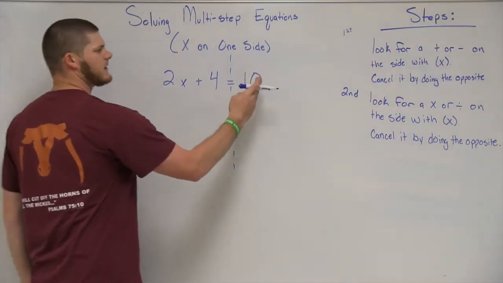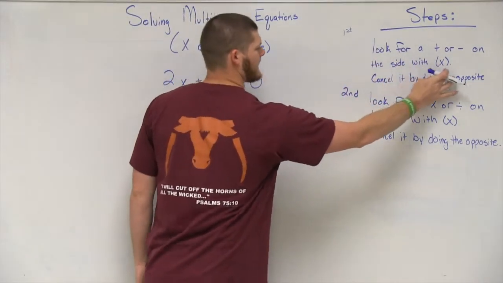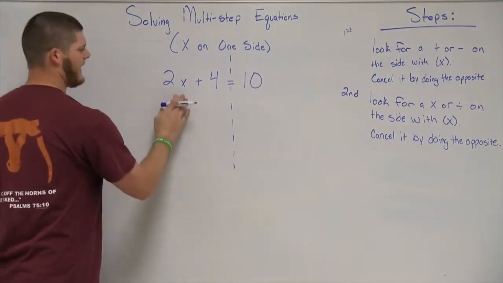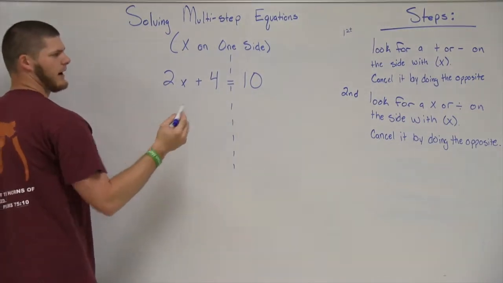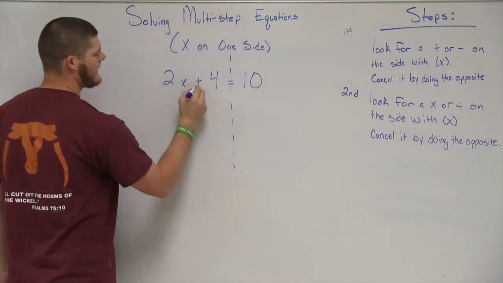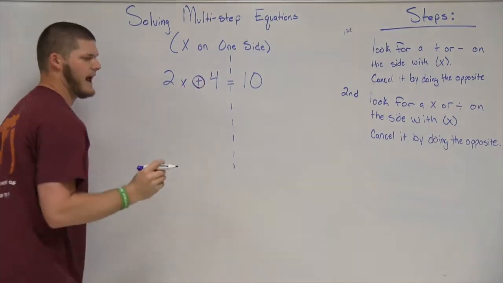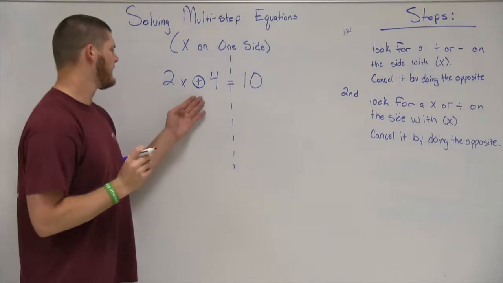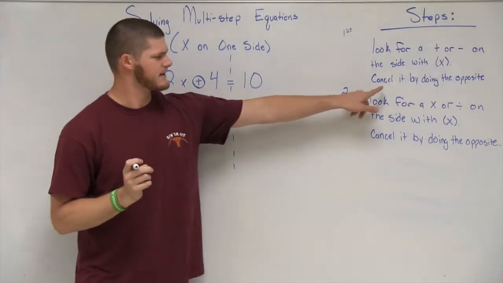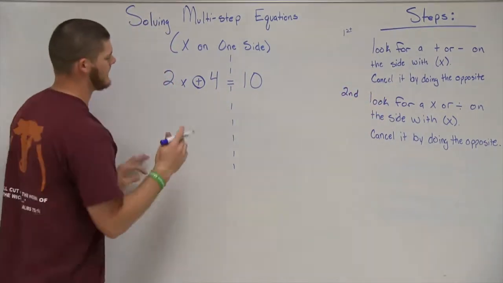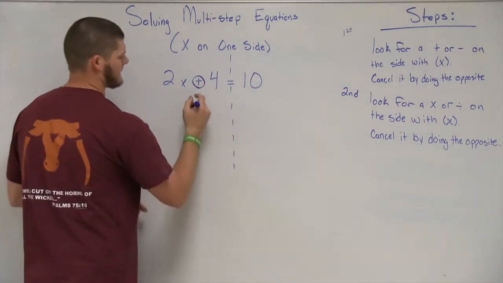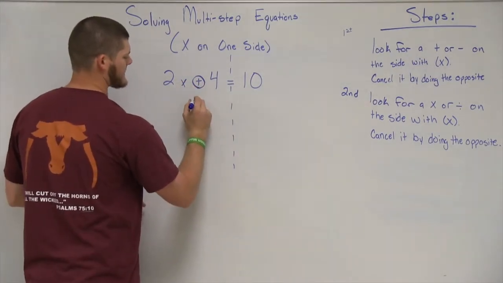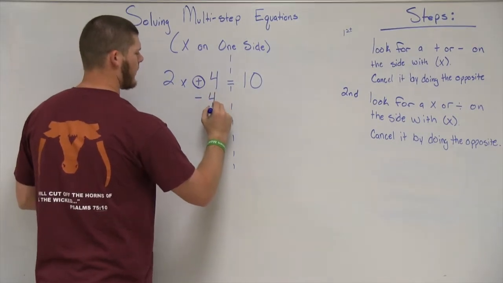Our first step is look for a plus or minus on the side with x. So we find x, and here's our side with x, 2x plus 4. We're looking for a plus or a minus. Well, right here, we have a plus. And so if we find a plus, our step tells us to cancel it by doing the opposite. So what is the opposite of plus? Subtract.